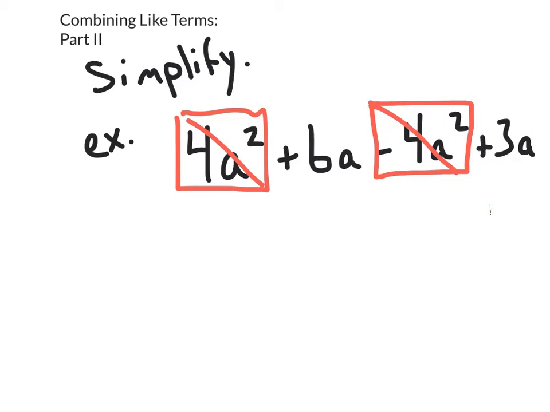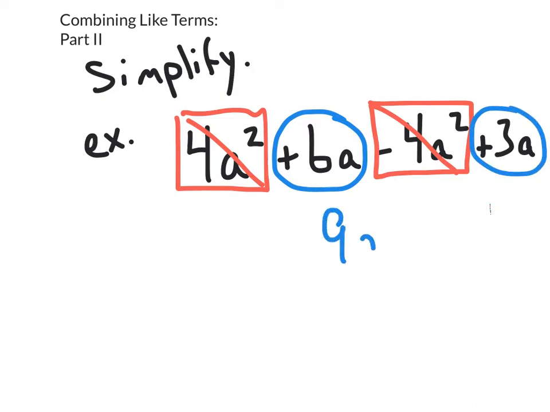When I look at my second thing, I'm going to see what's left over here. I've got 6a here and 3a here. You're going to have 9a left over. Therefore, in this example, my simplified form is just simply 9a.